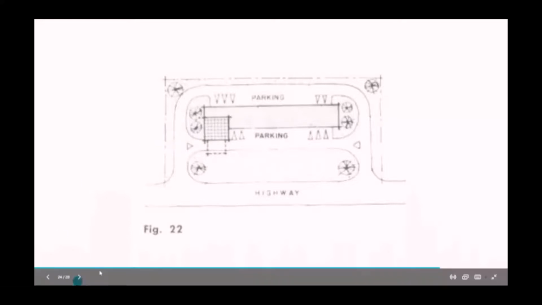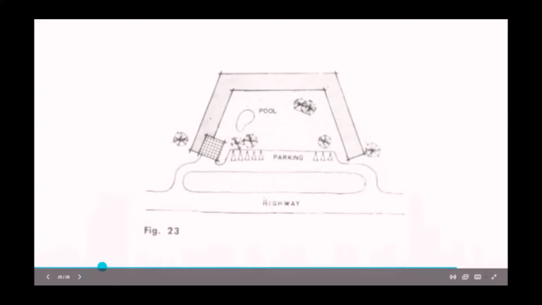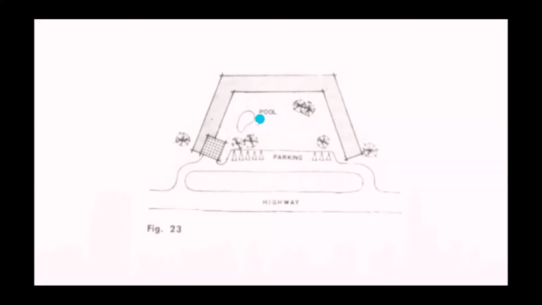Or like this one. So same lang, no? Parking at the front, direct access here. Dito naman ginamit niyo yung pool as a center of attraction of parking. So that serves as a pool also. P-U-L-L, not P-O-O-L. P-U-L-L for the users.